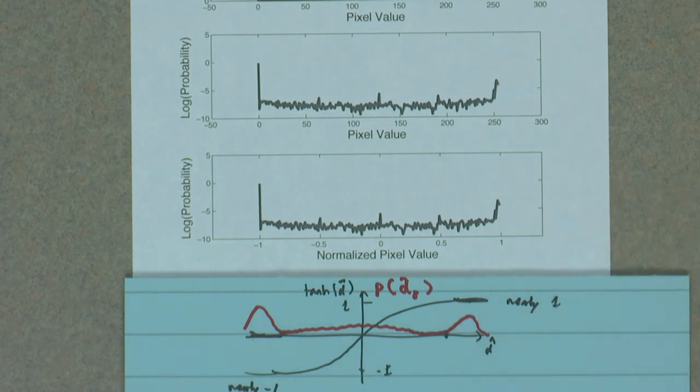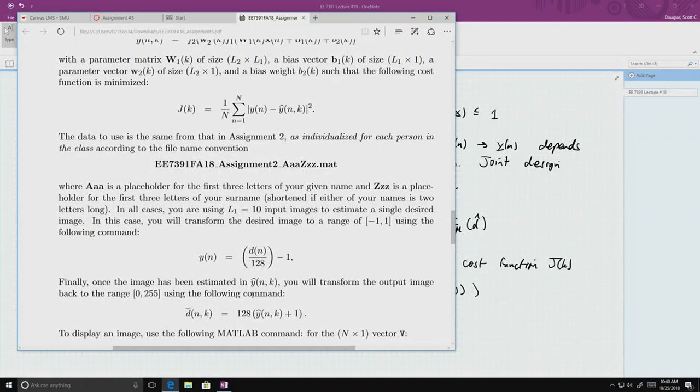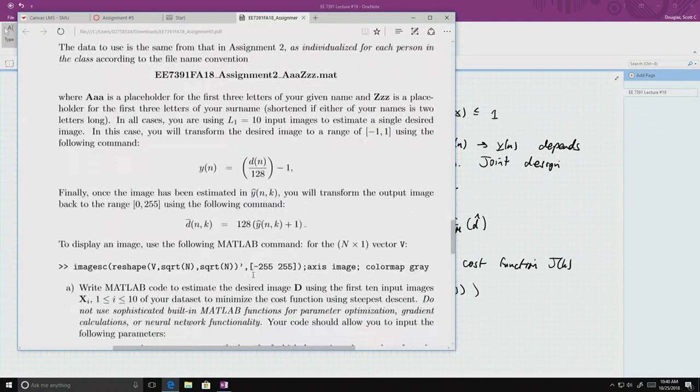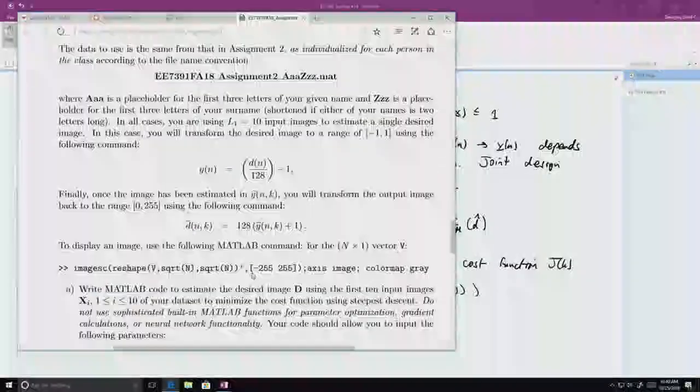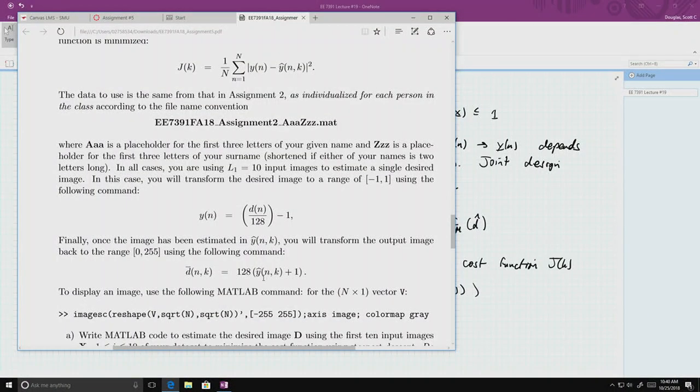And by the way, just to make sure that you're aware of it, I know you're doing it this week, some of you watching it during the week. You actually want to then scale the output back. So once you've estimated your y hat, which is the output of the nonlinearity, so this y hat is tangent of the second layer linear output, then you add 1 to make it go between 0 and 2, and then you multiply by 128, which undoes this. So you need to do that to display it.